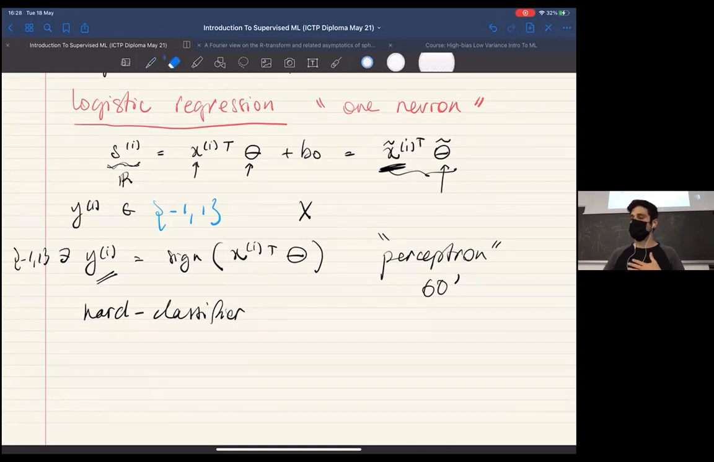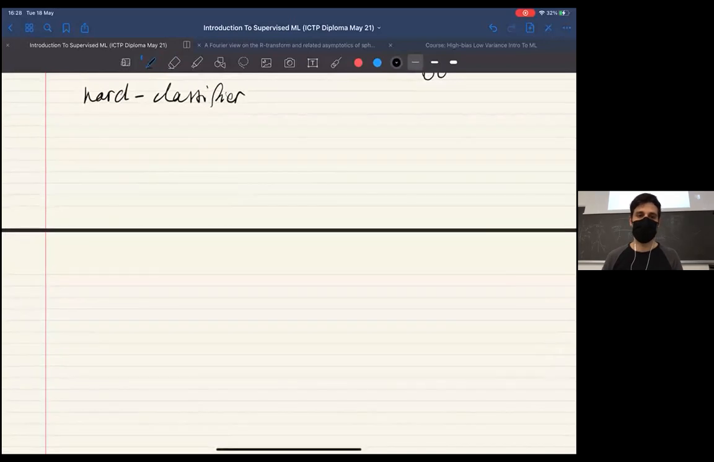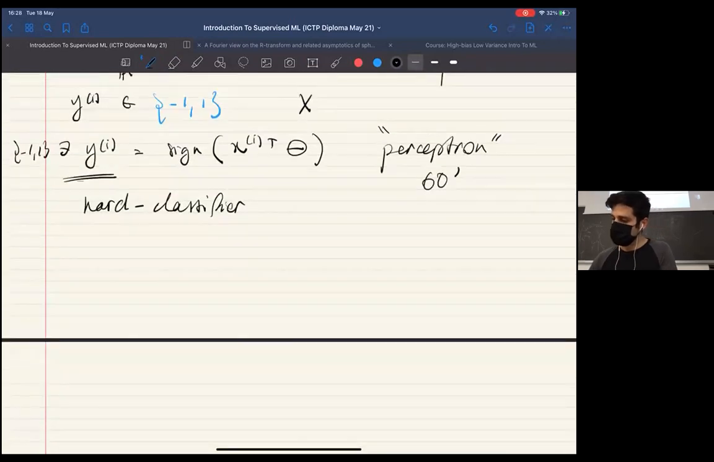We will do something a bit smarter. Instead of trying to directly output the category, the label -1 or +1, we will do something slightly more rich, which is the introduction of what we call the logistic function and logistic regression. So, hard classifier. Why is it a hard classifier? Because it loses the amplitude information.